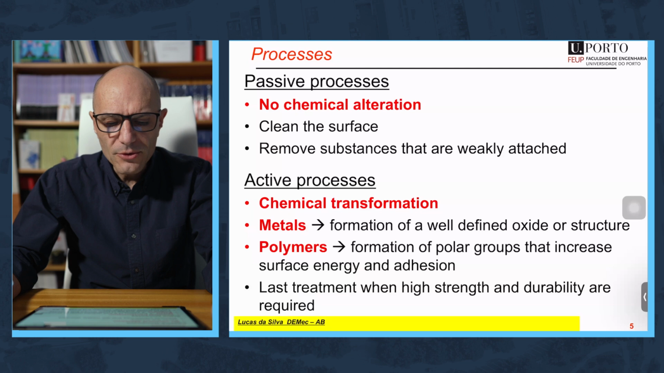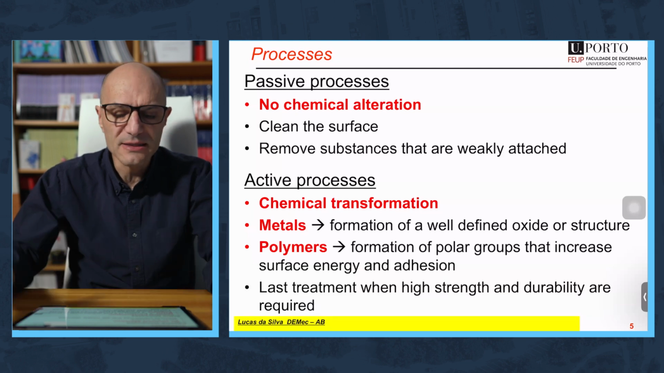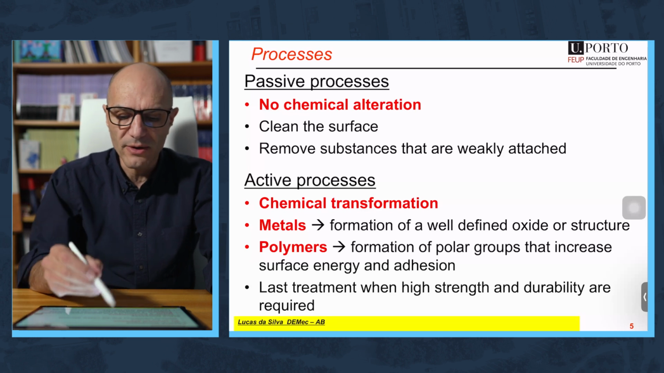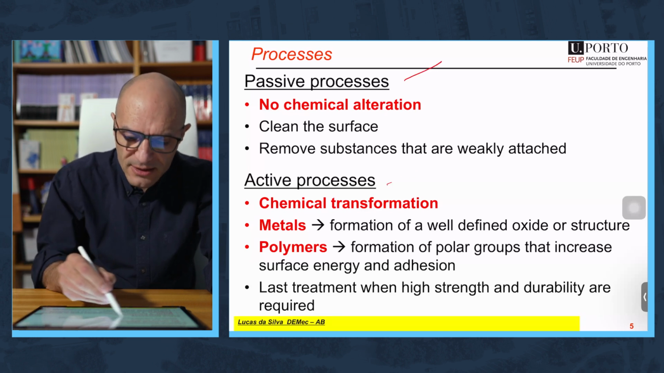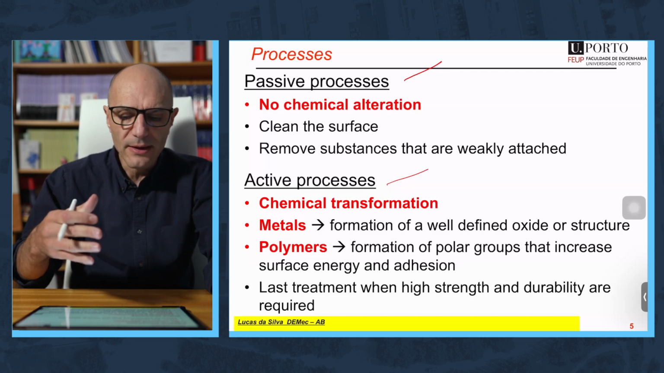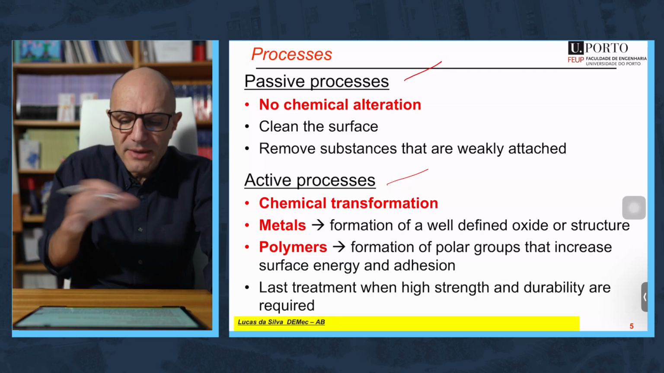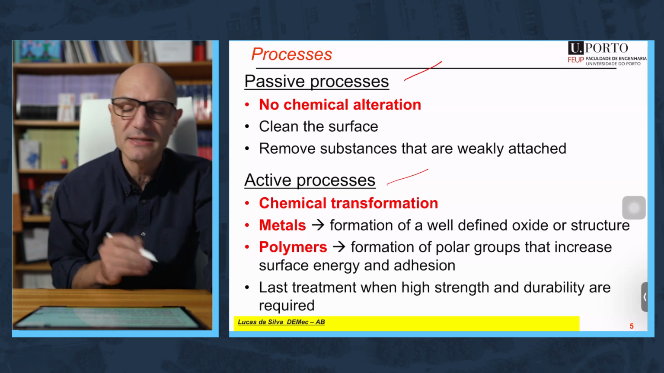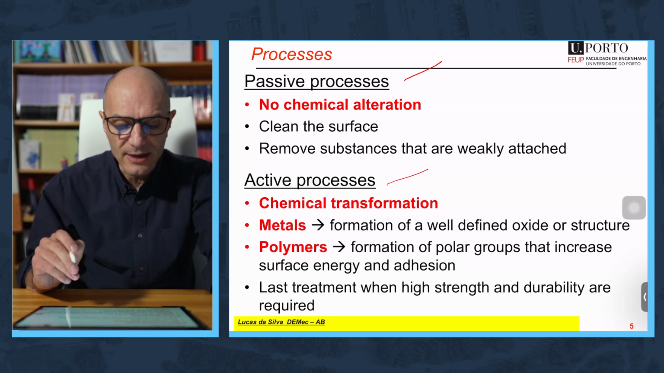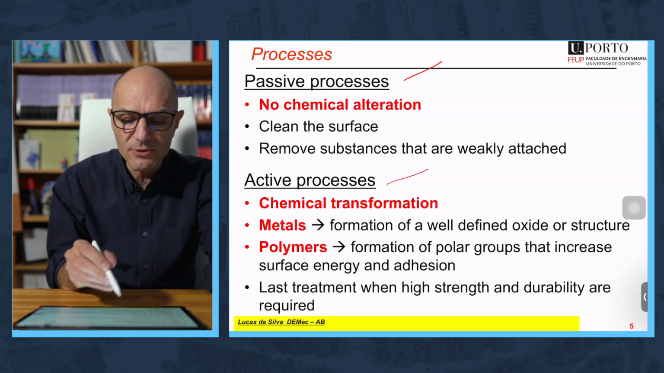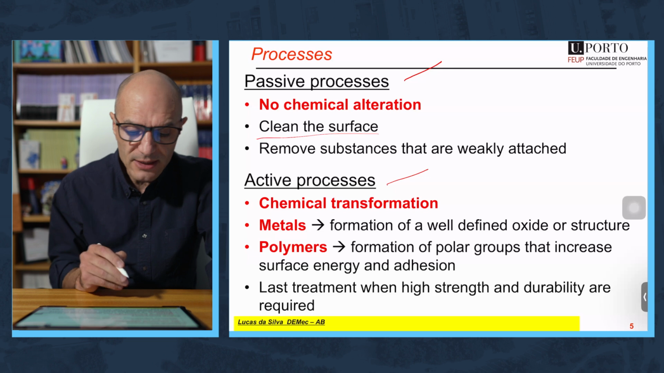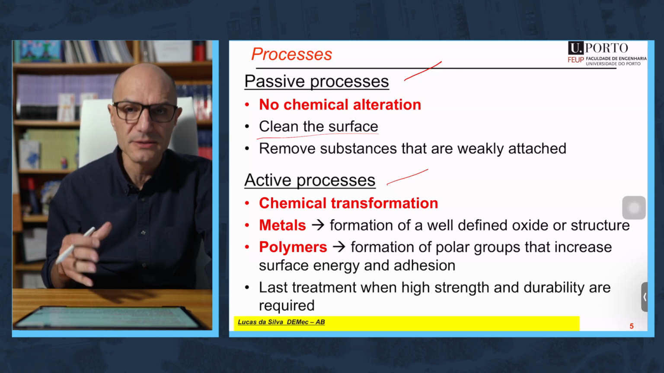Okay, you can divide or classify the surface treatments or the processes in two. You have the passive processes and you have the active processes. What does it mean, passive and active? This is related to the chemistry. If there is no chemical change at the surface, then it's a passive process. If there is a chemical change, then it is an active process. In the case of the passive process, basically you just clean or remove the substances. In the case of the active process, no, it's more complex.